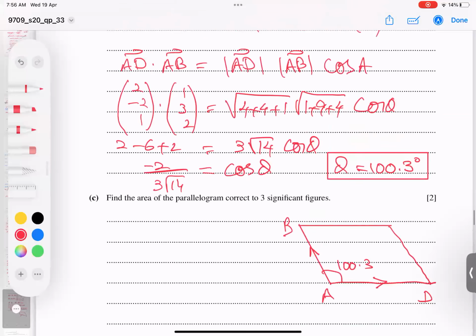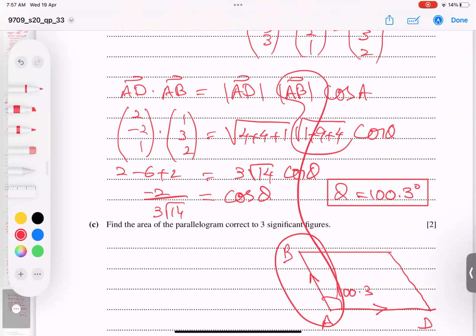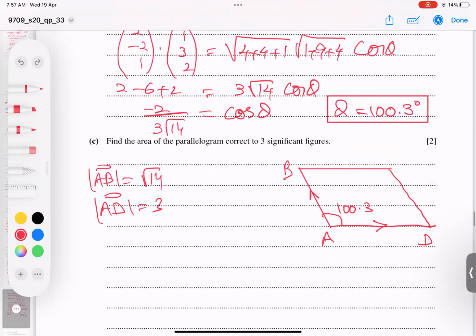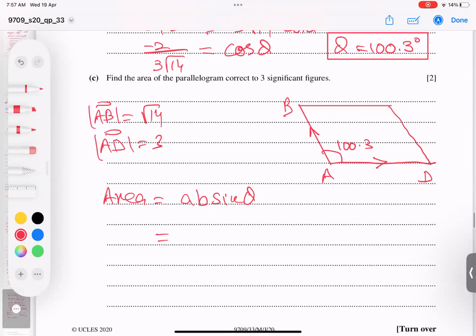So the first diagram I just made roughly. And AB magnitude is root 14. And AD magnitude is 3, which I got here. And the angle I got. And how to get the area of the parallelogram? If you recall, the area of the parallelogram formula is AB sine theta. So A is root 14, B is 3, and theta is 100.3. And I'm just finding it.